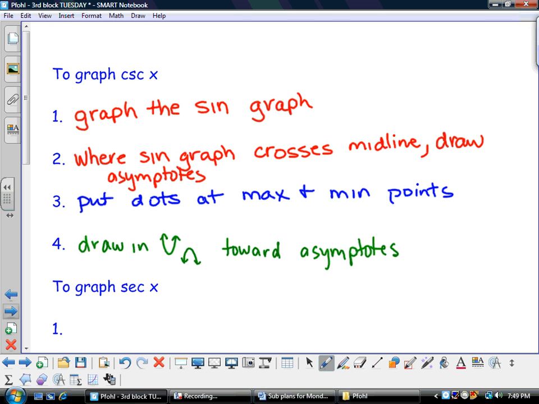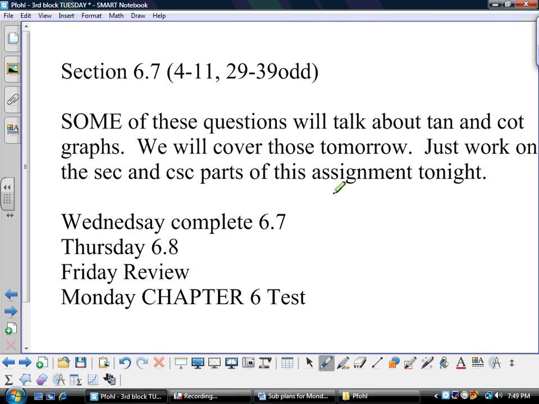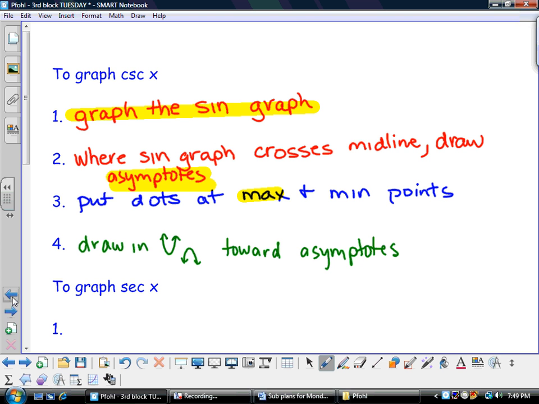So there isn't very much new about cosecant graphs. We're going to follow all of the same rules for everything that we did with the sine graph. Then all we have to do is figure out where are the asymptotes, where are those max and min points, and then draw in the U's. The same thing is going to go with secant.